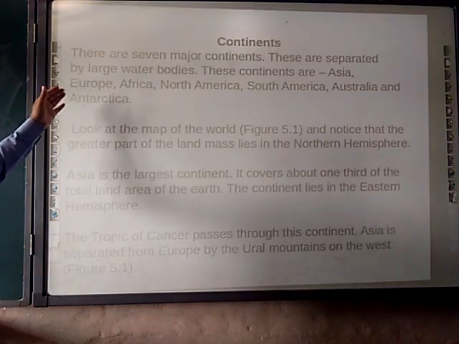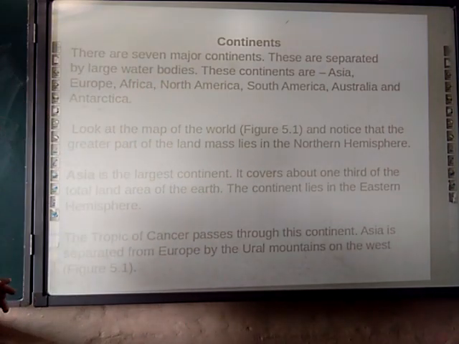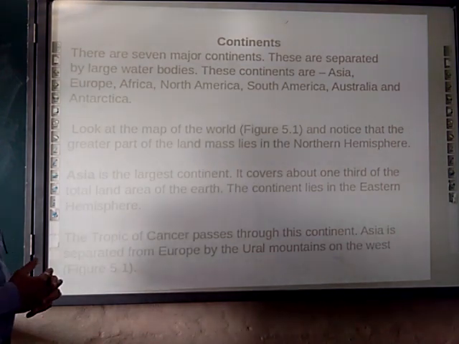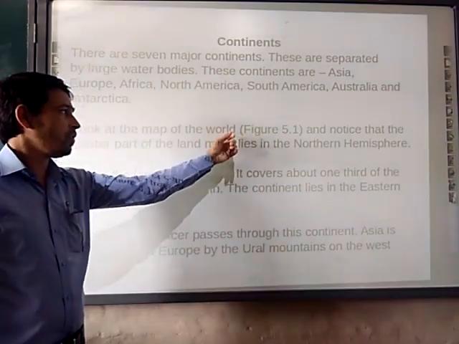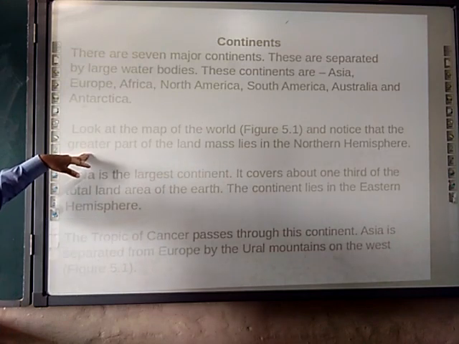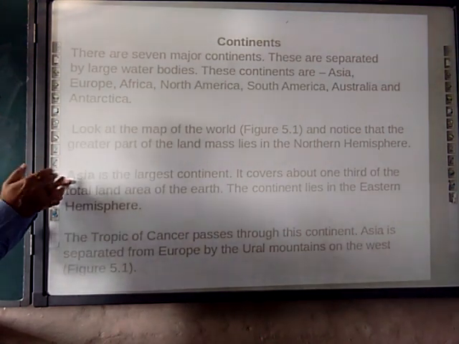Next, we are going to see all the continents first. So the continents are Asia, Europe, Africa, North America, South America, Australia and Antarctica. Right? Again, as per the map of the world, figure number 5.1, we are seeing the greater part of the landmass lies in the northern hemisphere. Next, step by step we are studying.